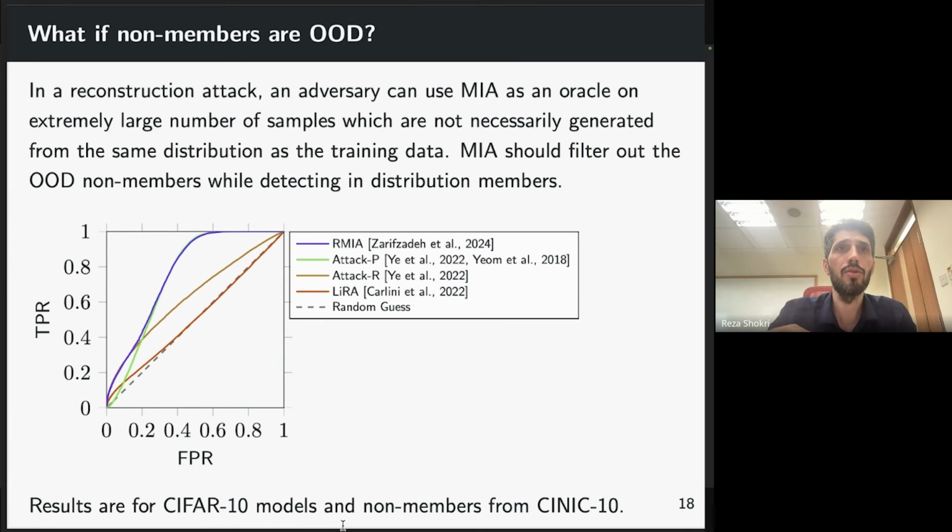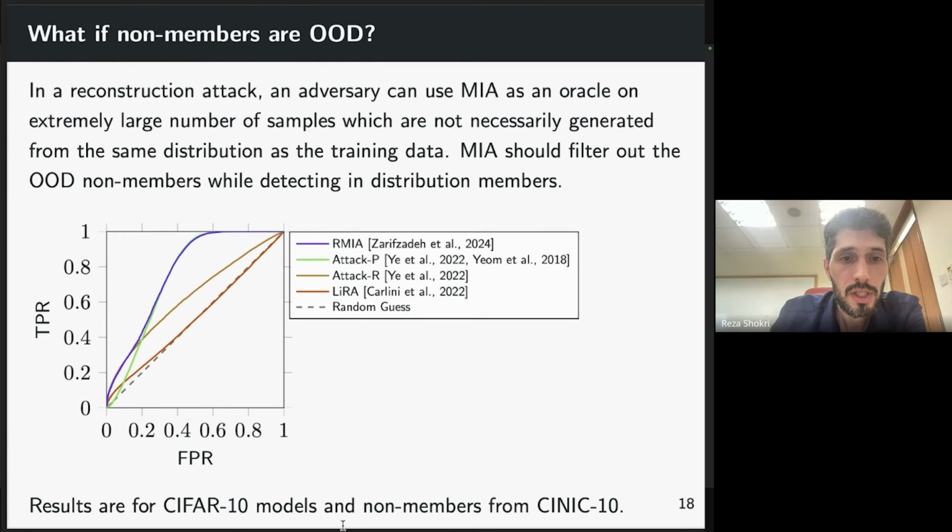It's very important to have a high true positive rate for a low false positive rate in that setting, when the OODs are the main bulk of your non-members. So in that particular setting, which by the way deviates from the membership inference game that we discussed before, and this is one way to test the robustness of membership inference attacks. If we do so, we'll see that our MIA performs very well compared to the other tests that would have a very low TPR in those settings.